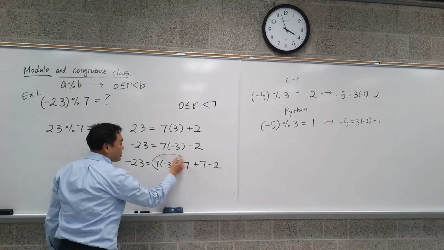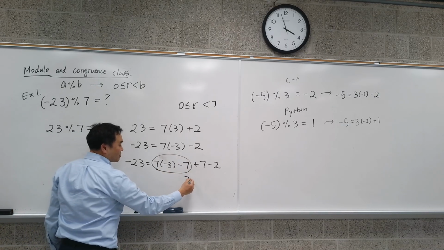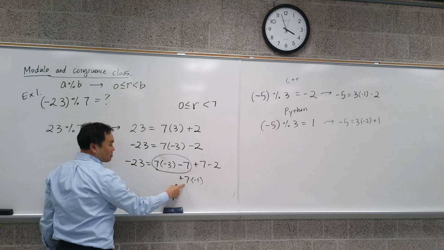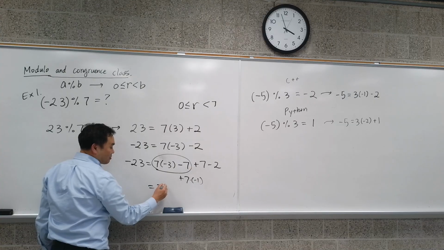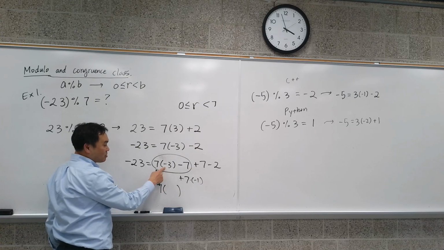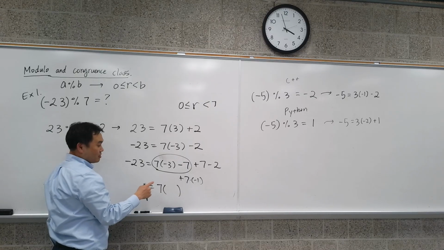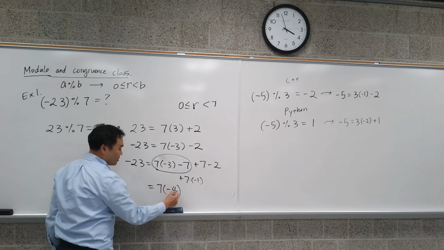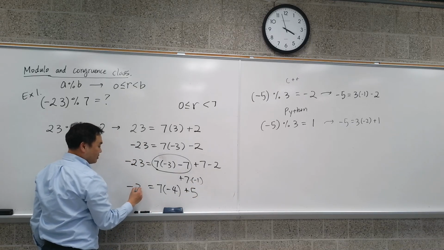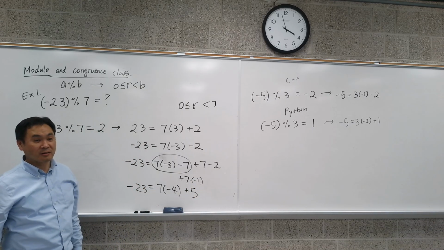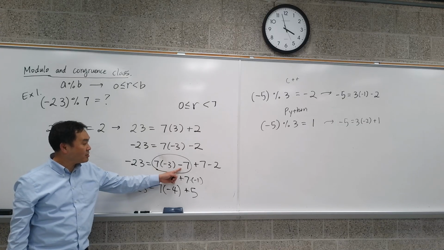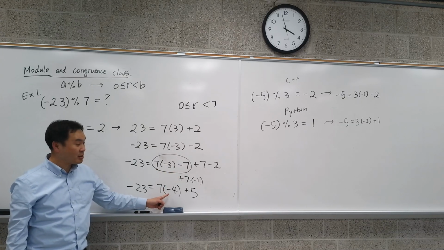Then this much, because this is really 7 times negative 3 plus 7 times negative 1, which is the same as 7 times negative 4. What do you get if you do this plus this? Negative 4. And then 7 minus 2 is 5. So that's what I got. Are you following? Yeah. 7 times negative 3 minus 7 is the same as 7 times negative 4.